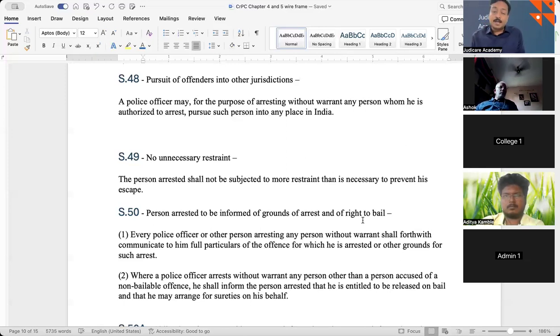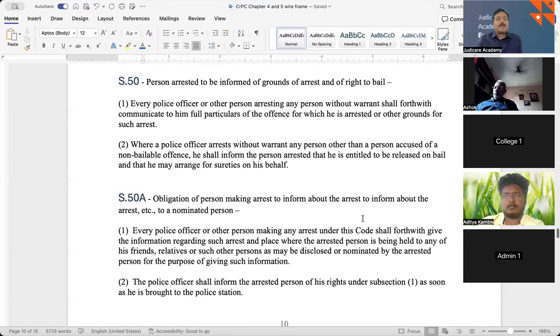Encouragement of professional conduct, which sums up to be a professional behavior of the police, and the guidelines of law enforcement and the legal recourse is also a necessary element which defines section 49. Coming to section 50, we have 10 more sections left. Section 50, we have person arrested to be informed of grounds of arrest and of right to bail.